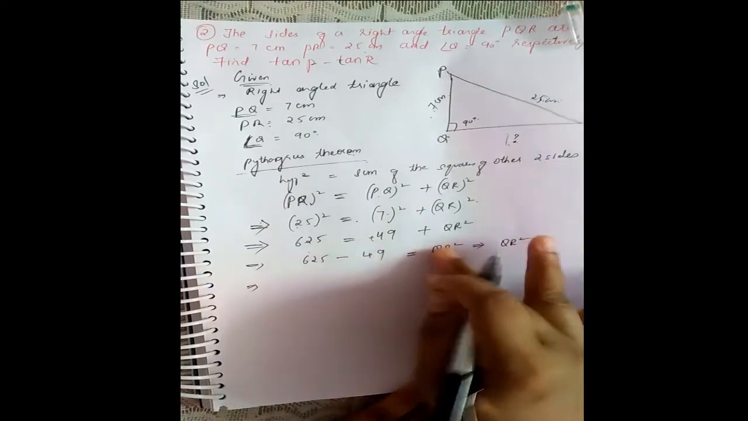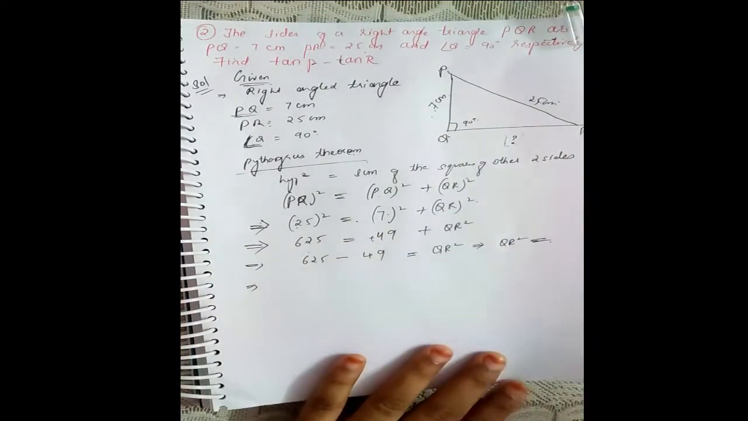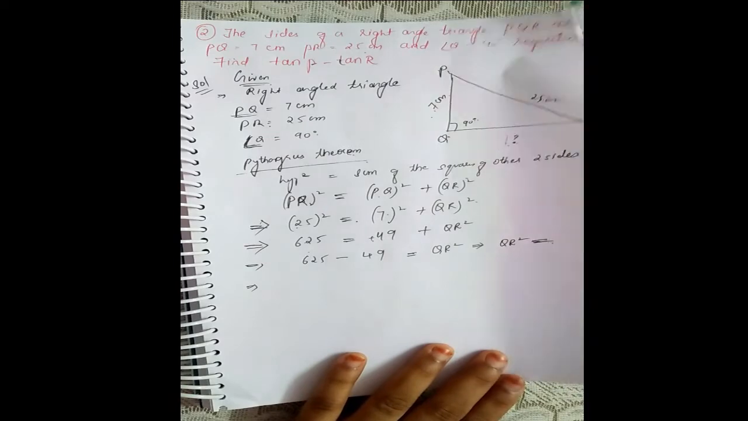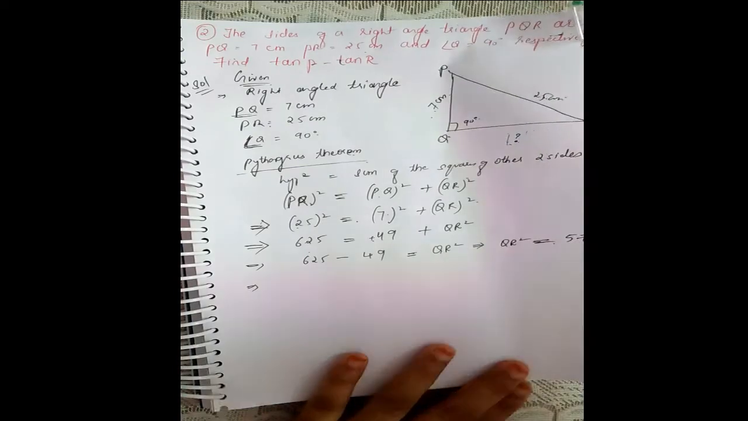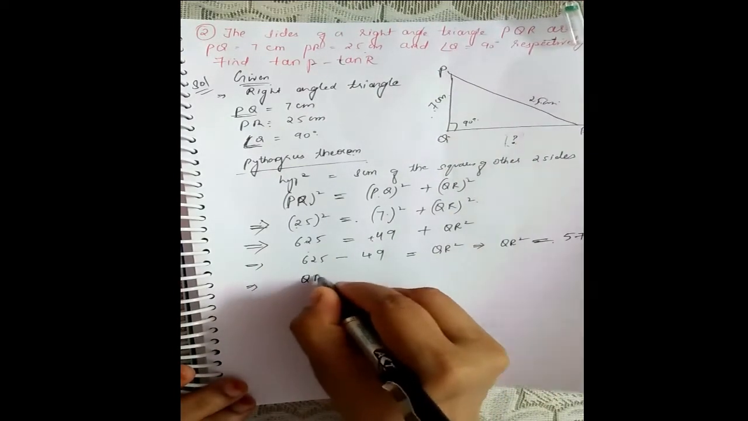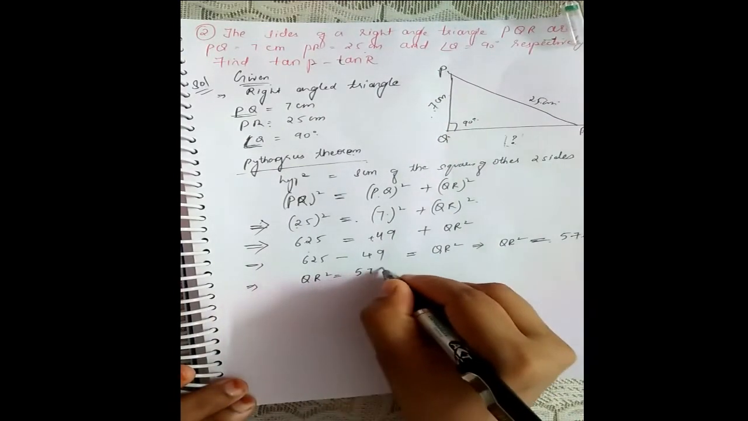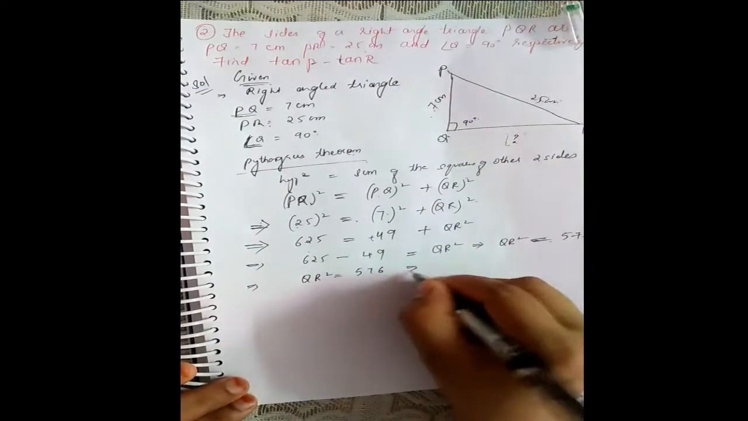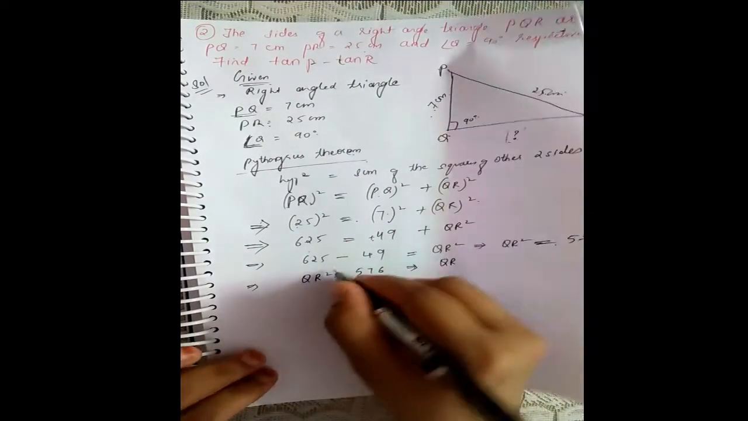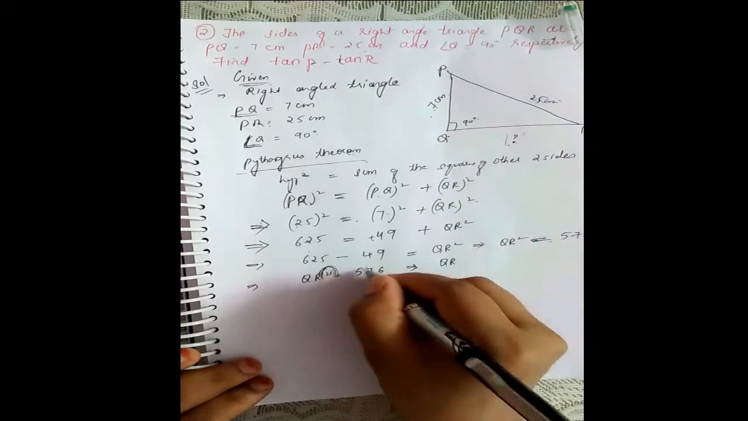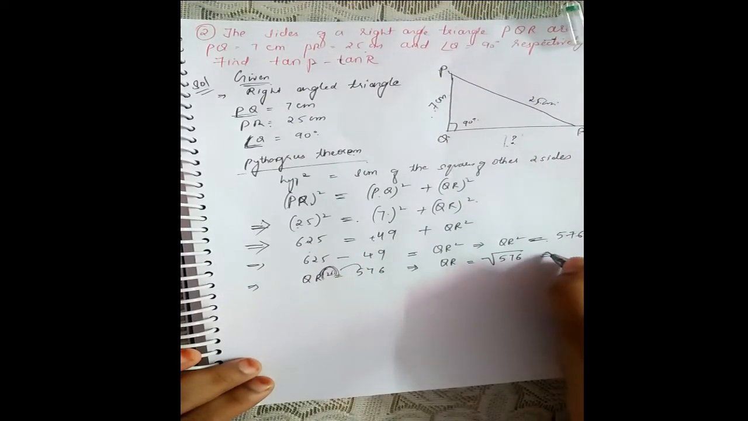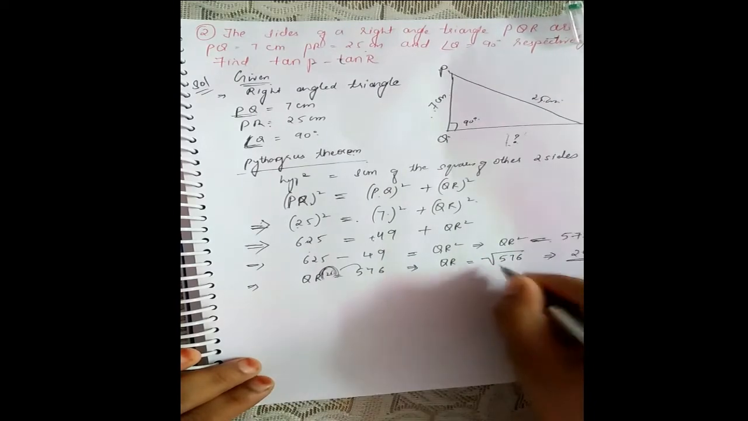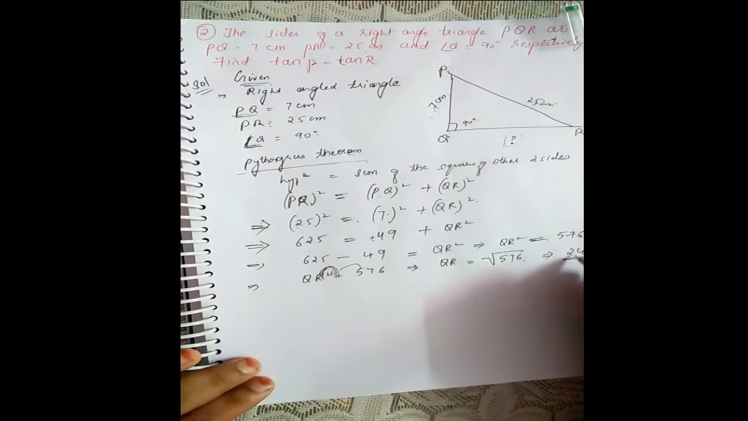QR square is equal to, what is 625 minus 49? It's 576. QR square is equal to 576, which implies that QR, taking the square to the other side, becomes the root, which is equal to 24. The square root of 576 is 24.